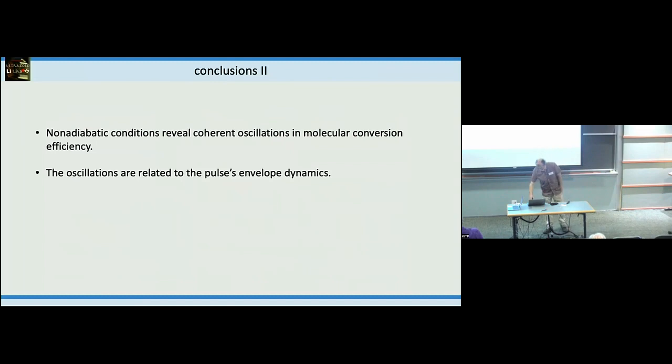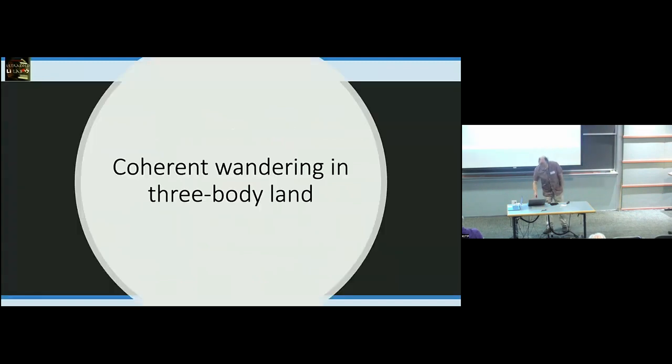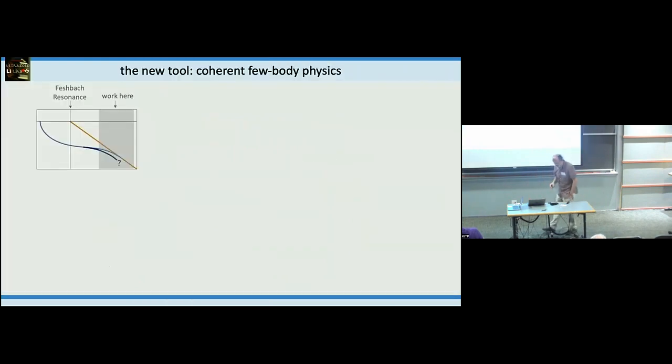Okay, so let me move forward to the coherent wandering in three-body loss. In three-body loss, we are trying to create a coherence between the dimers and trimers. So we are going to explore the tail of the trimer energy level and the dimer energy level.